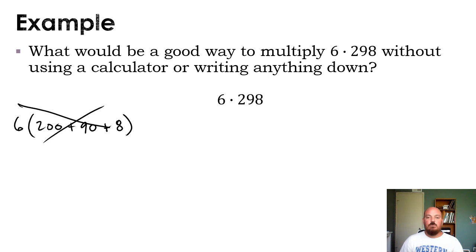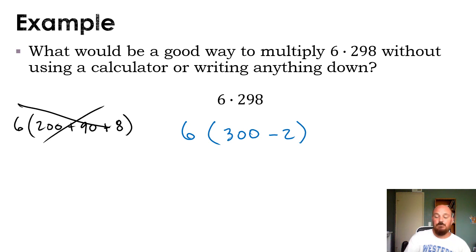But then I look at it and I say, well, 298 is actually very close to 300. Maybe instead of adding, I'll do subtracting. So this is how I would do this question. I would do it as 6 times 300 minus 2. See, 6 times 300, I can do that. That's 1800. 6 times 2 is 12. Can I subtract that in my head? Can I do 1800 minus 12? Yeah, I can do that a lot easier than what I'd written the first time.